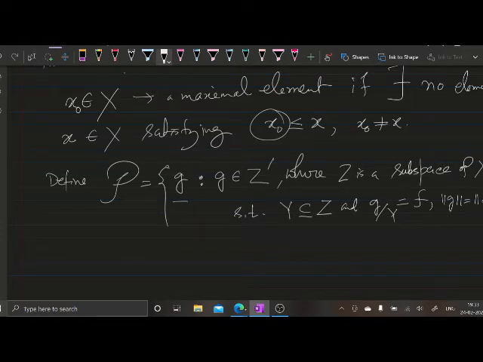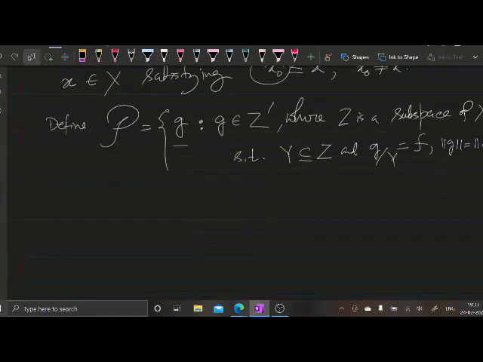Now, whenever you are defining a set, that needs to be non-empty. So you need to check whether this curly P is non-empty or not. Now, it is true that curly P is non-empty. Why?